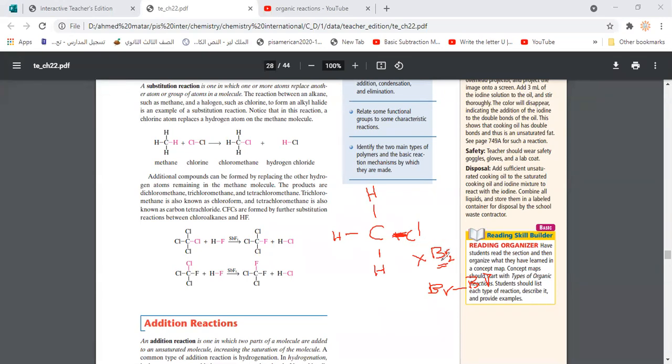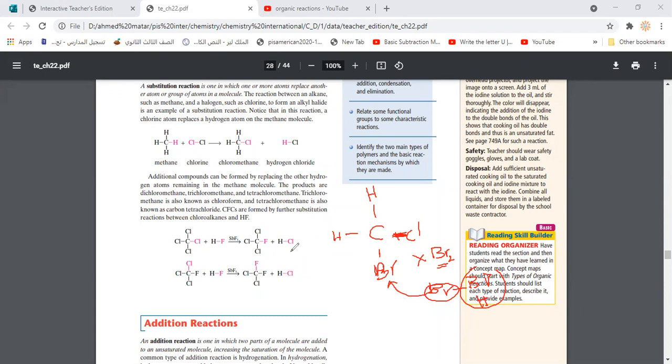So actually, the bromine here will replace the hydrogen, because bromine is less reactive than chlorine, so it will not be able to replace the chlorine. So in that case, one of these Br will just replace the hydrogen, and the hydrogen will combine with the other Br, forming HBr. So in that case, here it will be chlorobromomethane. So like this, it's another substitution.